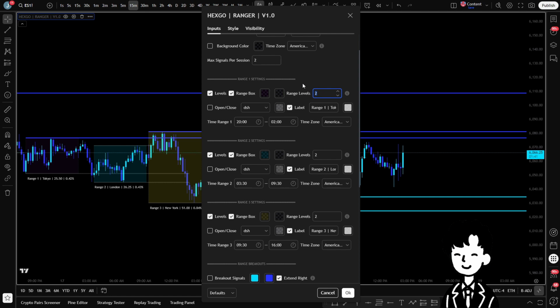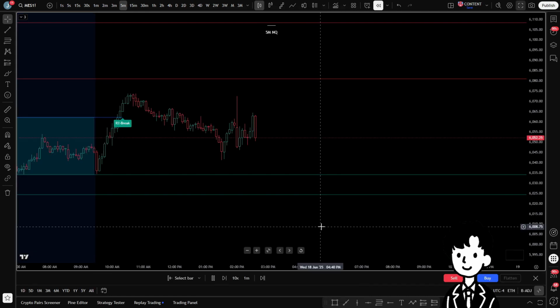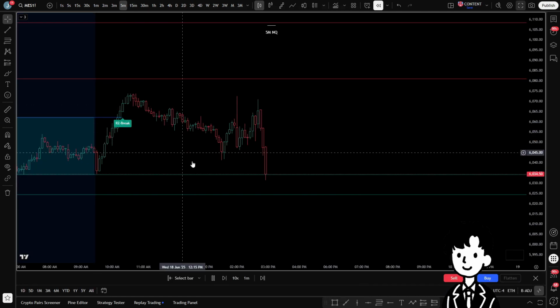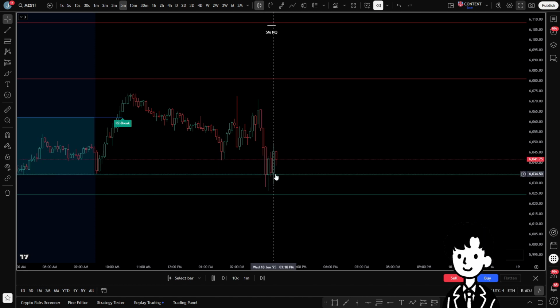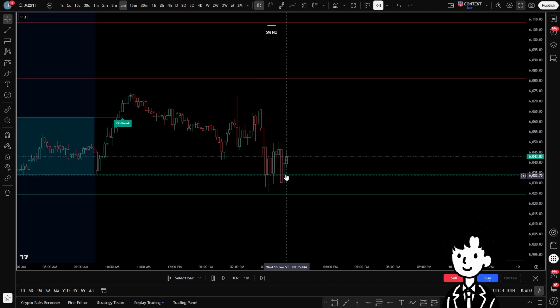Right here in the range levels, you can choose how many days of levels you want to see. For example, if you do 200, you see at least 200 days of levels for each of the sessions that you've chosen here. You can already see how powerful this indicator is. It will break the highs or lows or reject, like I had a rejection here, rejected multiple times.